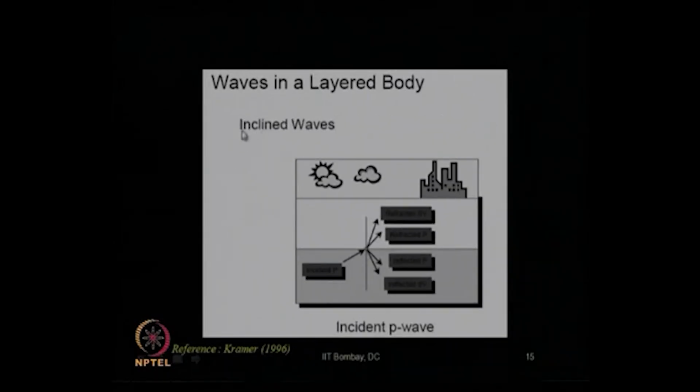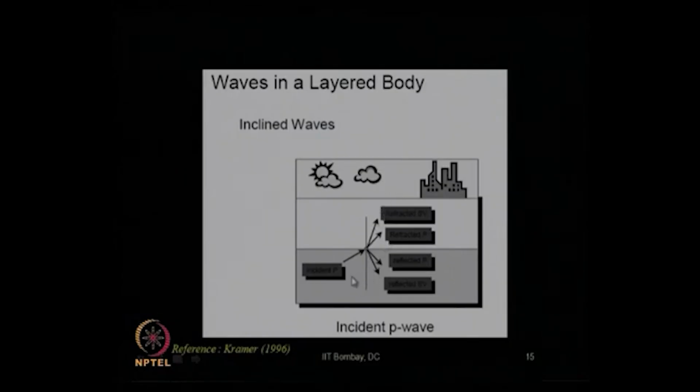Now, if we have inclined waves, which is always possible, because when any earthquake occurs at the hypocenter, seismic waves travel in all directions. So, it is not necessarily that a wave will come as an incident wave to a material boundary as a vertical wave, but it can also come as an incident wave like this. So, when an incident P wave intersects between the two materials, some portion will get reflected back in the same material and some will get refracted or transmitted into the other material.